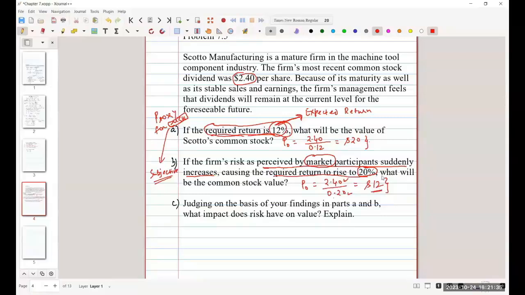So maybe if you're writing a response for a question like that, you could say that if the risk perception increases, it leads to an increase in the required return. And as the required return increases, the stock price declines. Mathematically, you can see the fact that as the denominator increases, the end result will fall, right? So if you raise the denominator from 0.12 to 0.2, then obviously the value of P0 is going to decline.